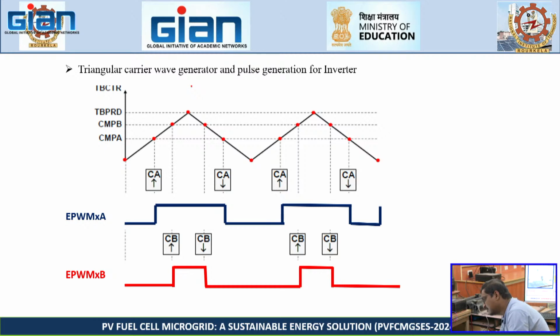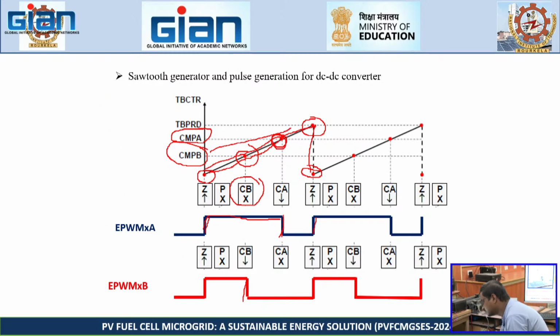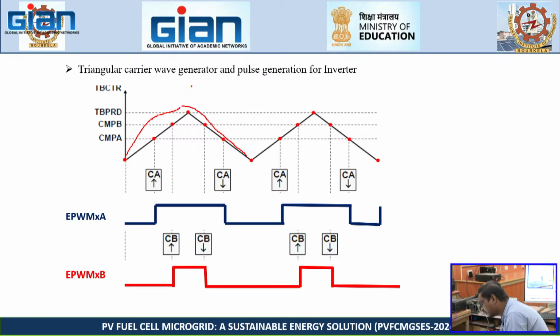Similarly, in case of triangle, here we have up counter and we have down counter also. So we decide events two times: one during up counter, what actions will be done, and during down counter, what actions will be done. So I am setting in such a way that during up counter, when our triangle generator meets our CMPA, the action is set, and during the period time there will be no action here.